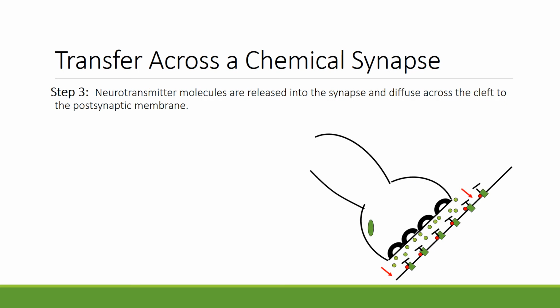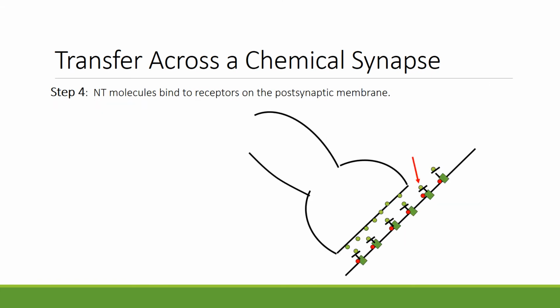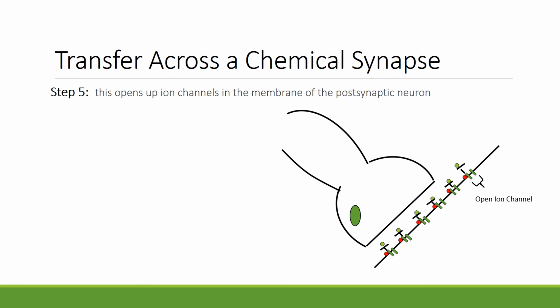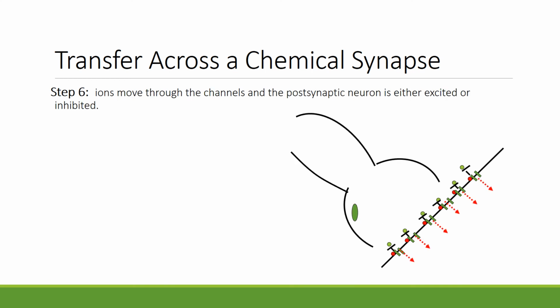Step 3. The neurotransmitter molecules are released into the synapse and diffuse across the cleft to the postsynaptic membrane. Step 4. Neurotransmitter molecules bind to receptors on the postsynaptic membrane. Step 5. After the neurotransmitter molecules bind to the receptors on the postsynaptic membrane, this opens up ion channels in the membrane of the postsynaptic neuron. Step 6. Ions move through the channels and the postsynaptic neuron is either excited or inhibited.